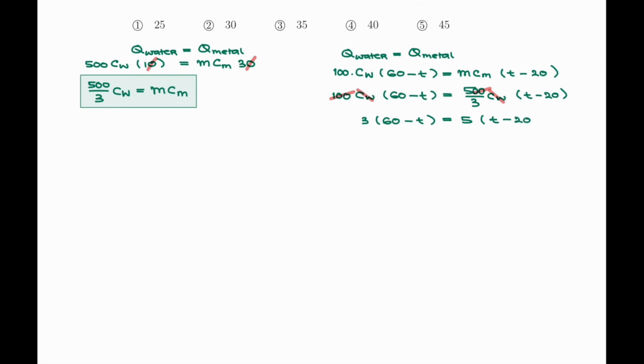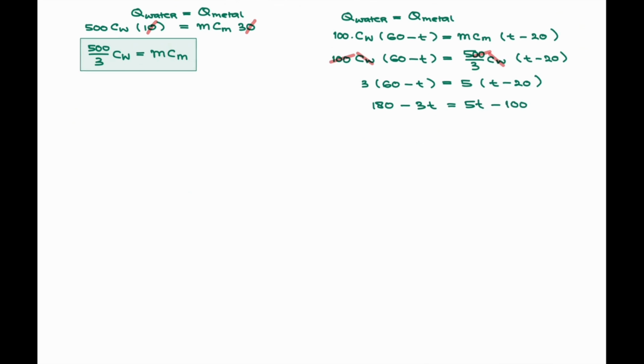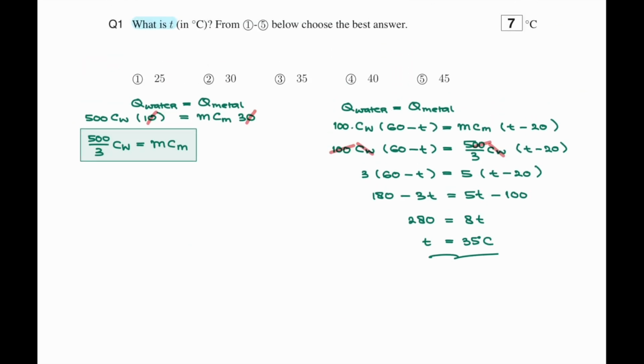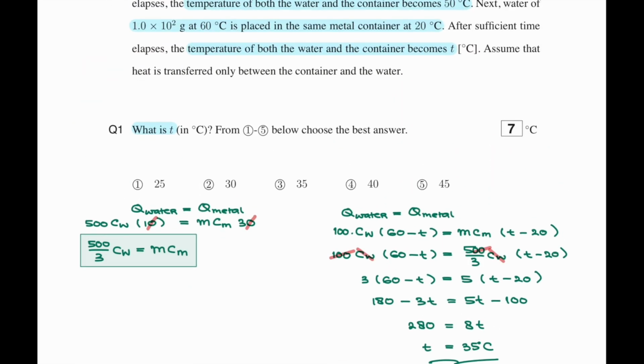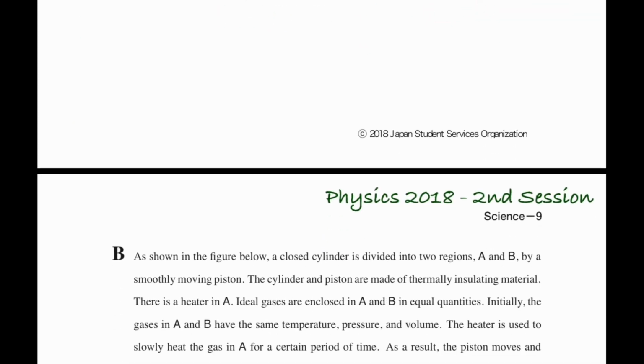Of course, you can solve this equation. I will get 180 minus 3T equals 5T minus 100. And then at the end, I will get 280 is equal to 8T. That means T is equal to 280 divided by 8, which is 35. This is the final temperature of the second case. So my final answer is number 3. This is for question number 7. Let's proceed to question number 8.